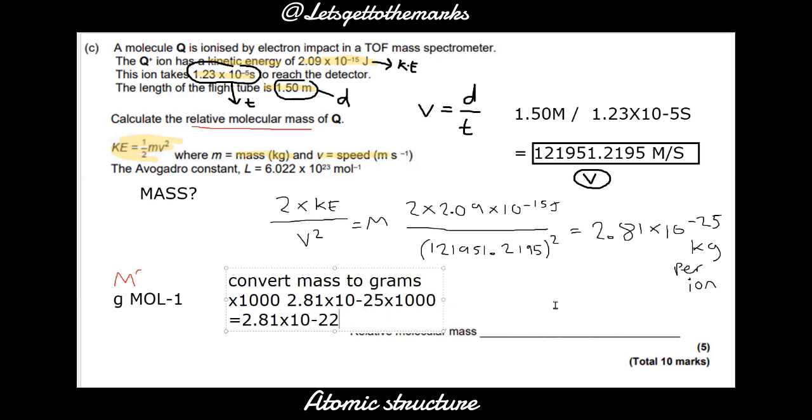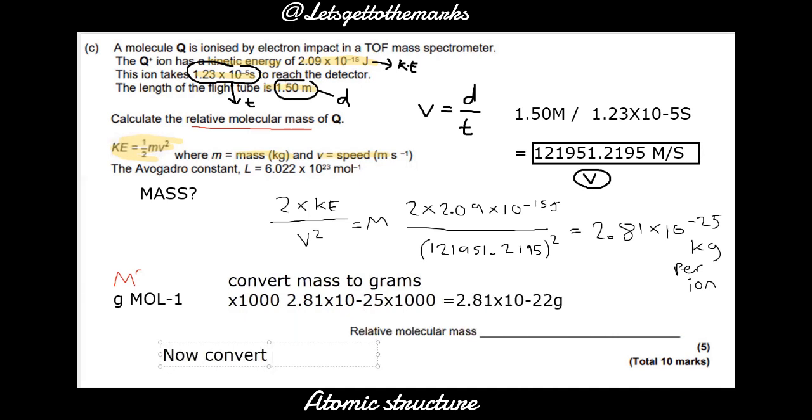Next, we want to convert this from ions to moles. So how many ions are in a mole? Well, we're dealing with one ion. We need to times by L, or Avogadro's constant, 6.022 times 10 to the 23, which you can see above, and that now gets us in grams per mole.